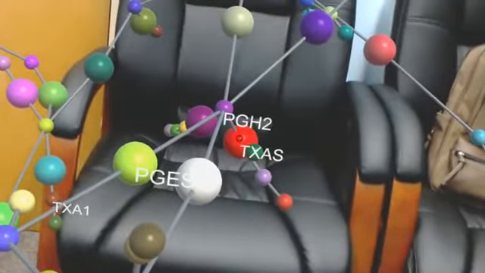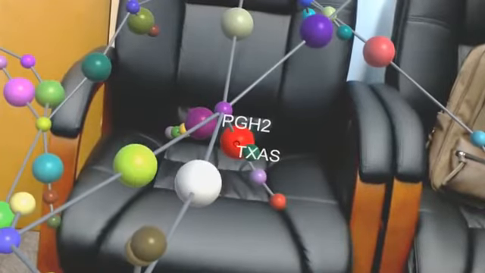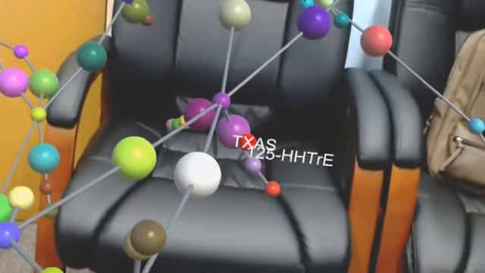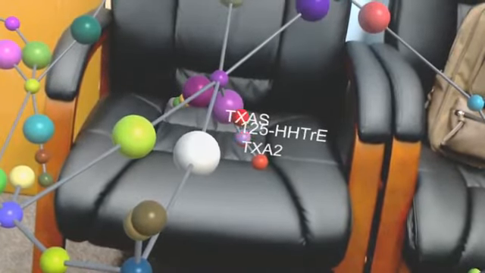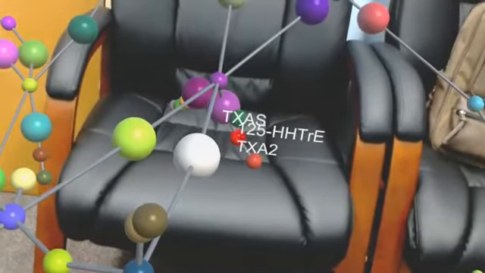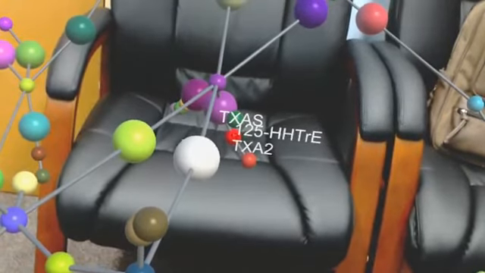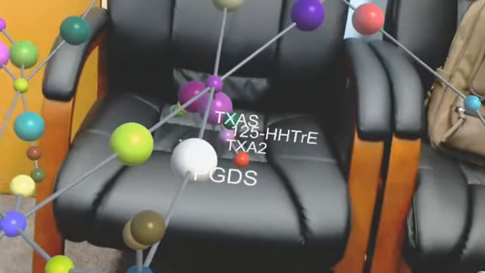Let's look at another example. Here you have thromboxane A synthase acting upon prostaglandin H2 to produce thromboxane A2. This is a bioactive lipid that is important in the clotting of your blood, and it essentially minimizes bleeding when you get a wound.